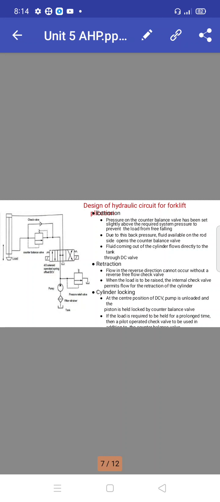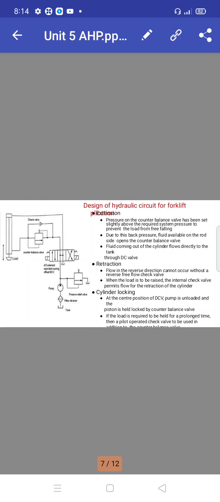So first, in extension, pressure on the counterbalance valve has been set slightly above the required system pressure to prevent the load from free falling. Due to this back pressure, the fluid available on the rod side opens the counterbalance valve. Fluid coming out of the cylinder flows directly to the tank through the directional control valve.